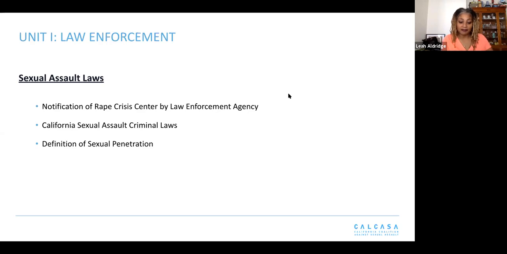So you want to make sure that your advocates are clear on things like notification to the Rape Crisis Center on behalf of law enforcement, basic sexual assault laws, and the definition of sexual penetration, and how little penetration is necessary for the violation to occur. Right, so you'll want to make sure that your advocates are versed on those kinds of things, and in many instances, your advocates might be more knowledgeable, particularly around sexual assault, than law enforcement.